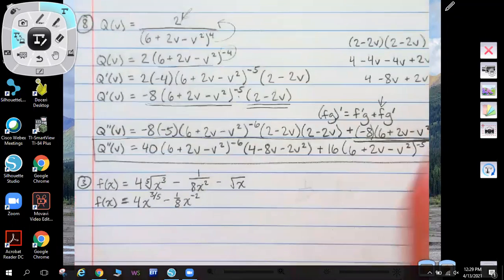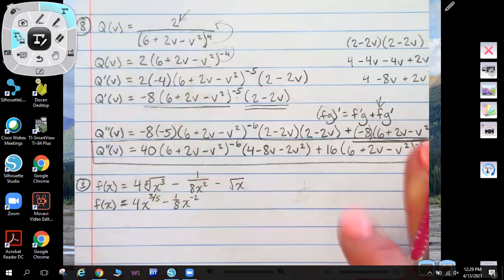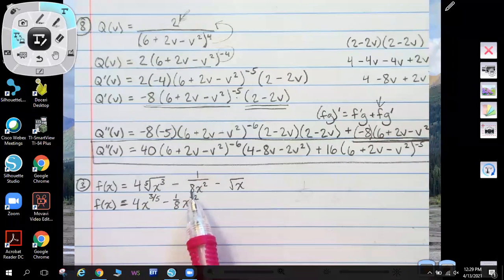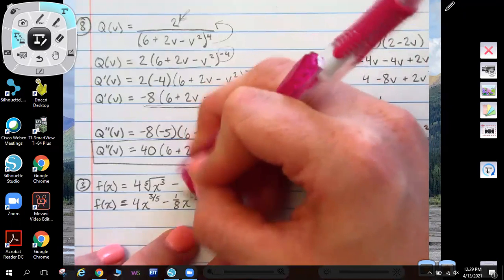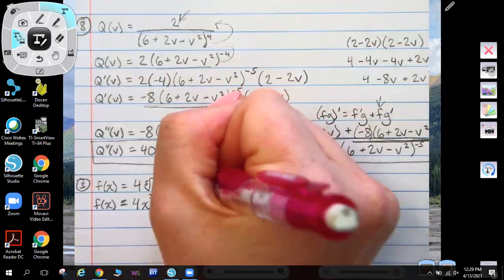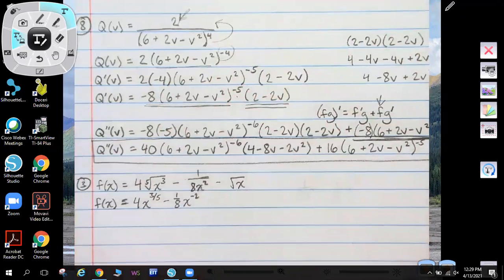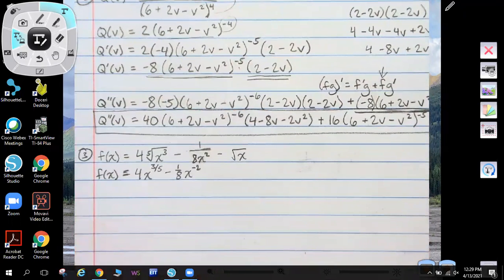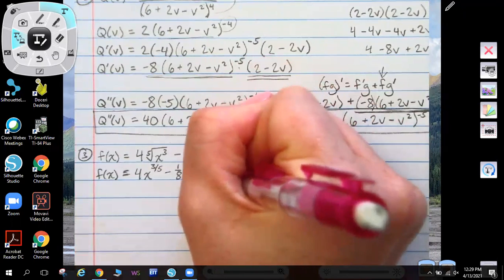Yeah, the other one, it was all of this being raised to the 4th power. Here, it's 8 times x raised to the 2nd power. If it were 8x raised to the 2nd power, that would be different. But right now, in this one, it's only the x that's being squared. No, the square root of x is the same as x to the 1/2 power.